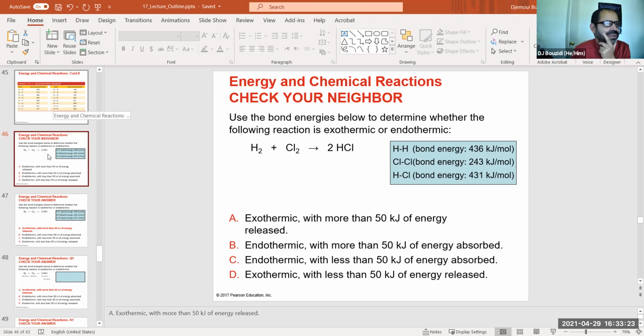I think this is wrong. I have to check on this one, honestly. Okay. I think this is an endothermic chemical reaction. I think it's not correct in here.